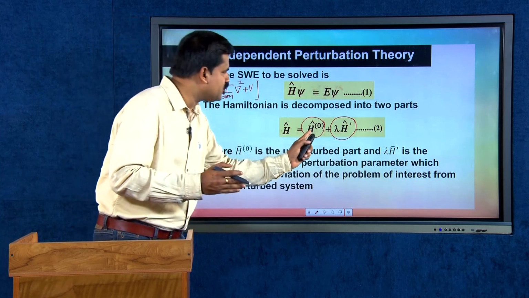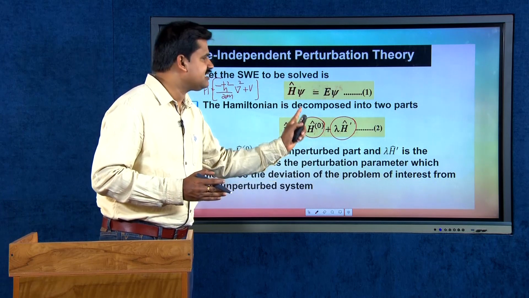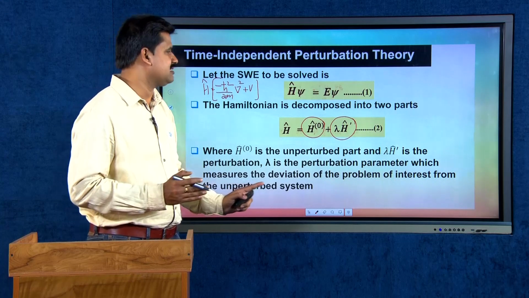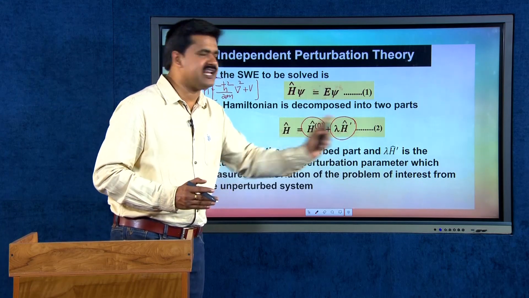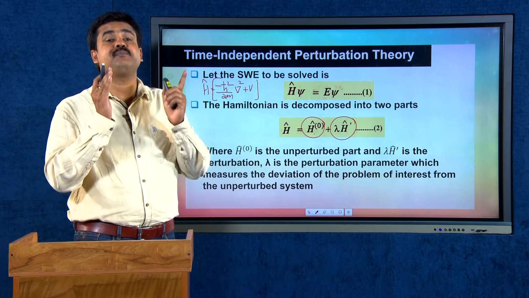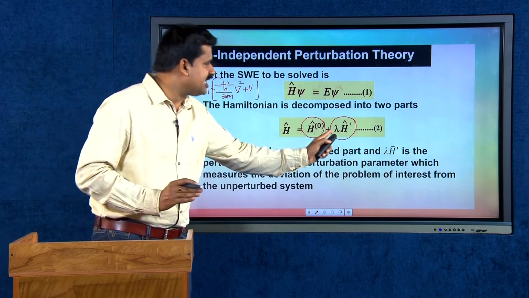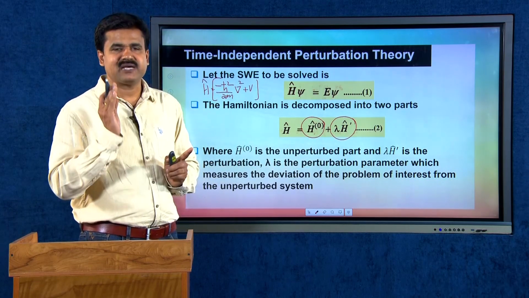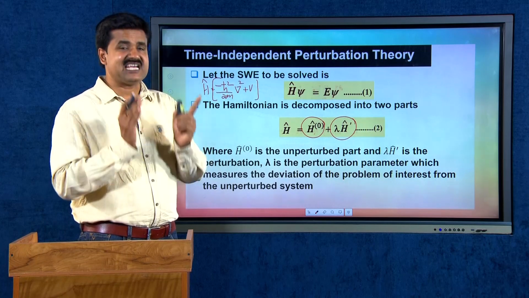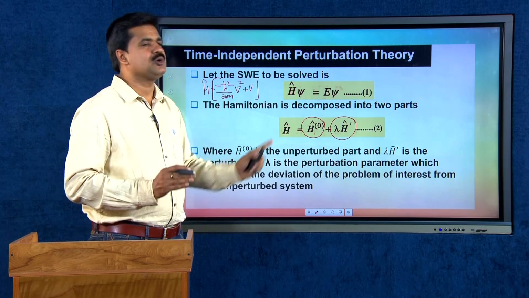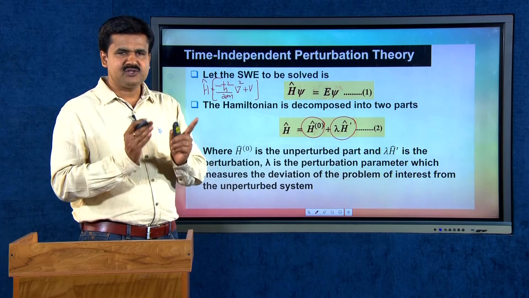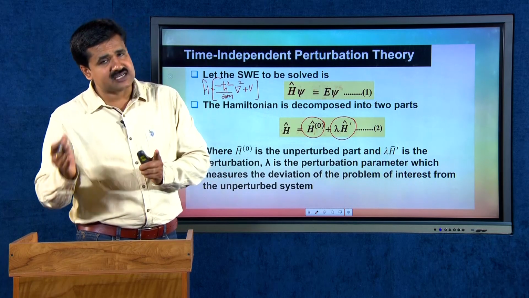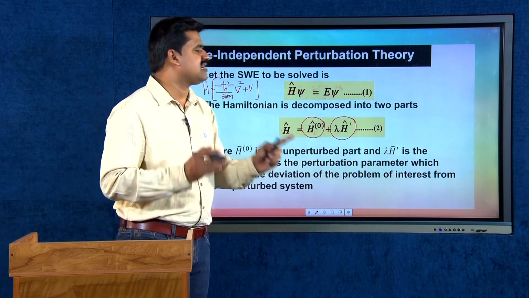It is split into two parts. The first part is called the unperturbed part, and the second part, that is lambda h hat dash, is known as the perturbation. The second part in equation 2 is known as perturbation. So, I express the complete Hamiltonian of the present system as an unperturbed part, that is h hat 0, and a perturbation, that is lambda h hat dash.